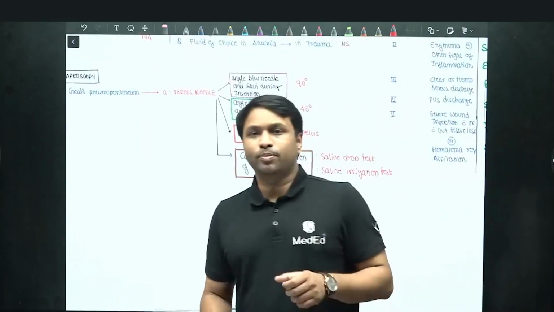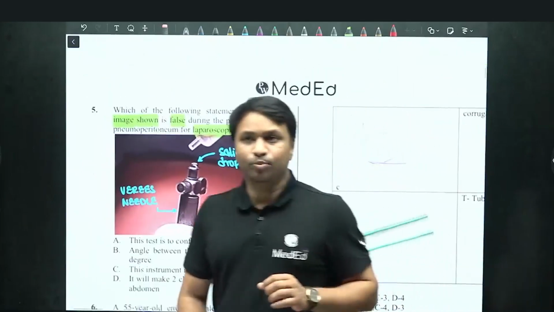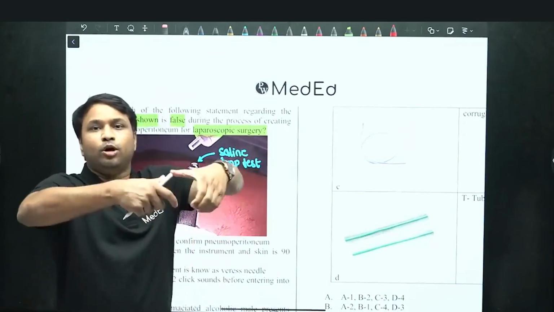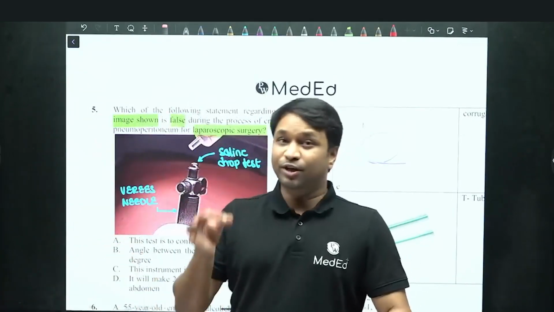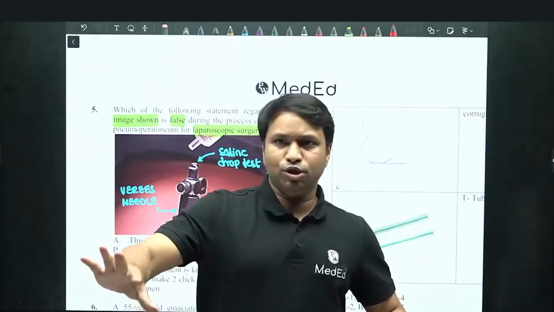Now, what is a saline drop test is, as you can see in the image that we have given, I'm going to put a drop of saline onto the Veress needle and I lift the abdominal wall. If the drop slides, that is, it is inside the peritoneal cavity. If the drop fails to slide, it is in the abdominal wall only. Okay?